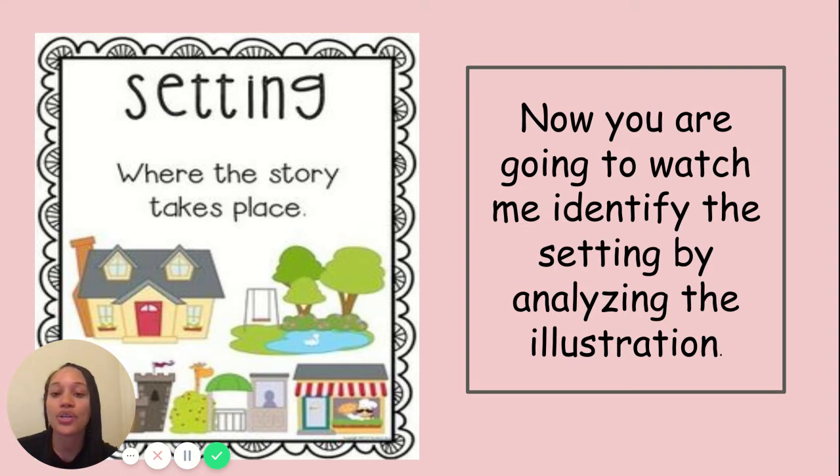So our characters are usually somewhere in our books. They're usually maybe a house, a playground, a castle, a zoo, a pizza parlor. I mean, they can be anywhere. But we have to find where they're at. Sometimes the words may tell us, and sometimes they don't. And when the words don't tell us, we are to look closely at our picture to figure out where the character is at. You're going to watch me as I identify the setting of a story, and then you are going to have your turn to identify the setting of a story.